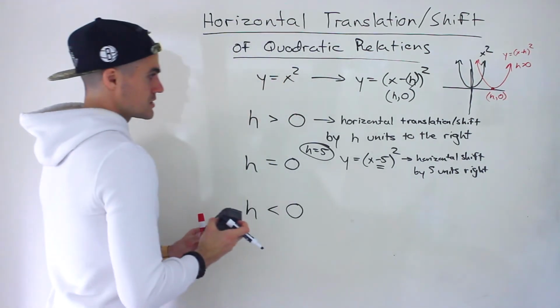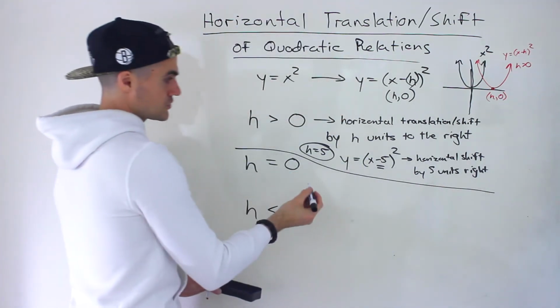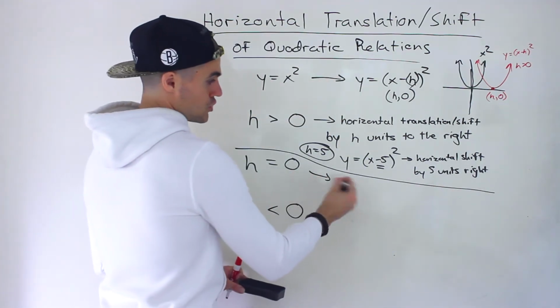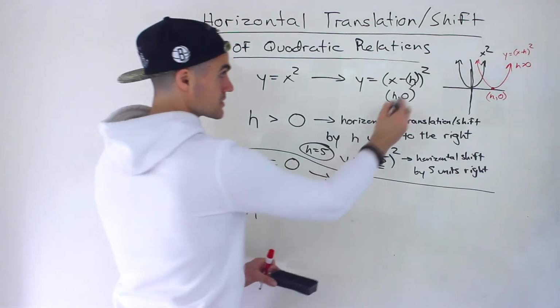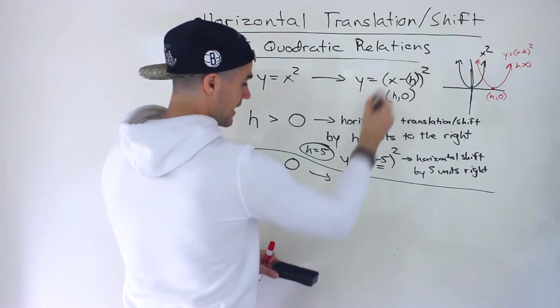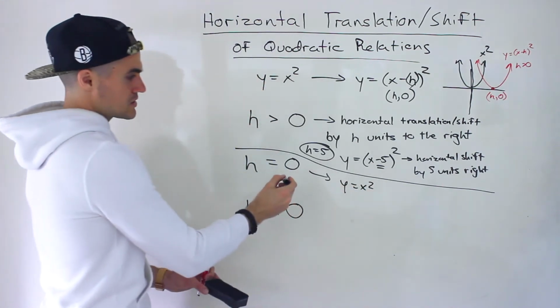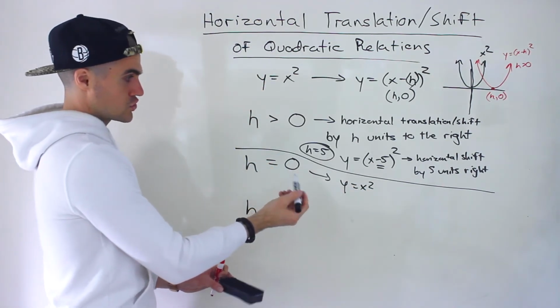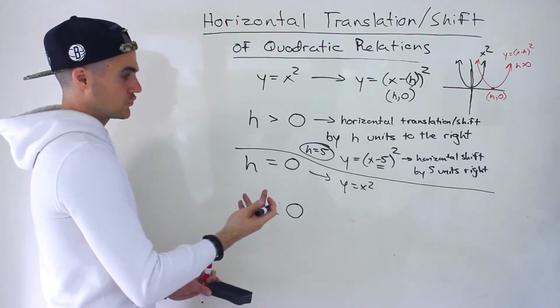That's if h is greater than 0, and then if h is equal to 0, well, there's no horizontal shift left or right, because notice you'll have x minus 0, which is just x to the power 2. You just end up with y equals x squared, right? So there would be no horizontal shift or translation left or right. You wouldn't even have to write that, right?